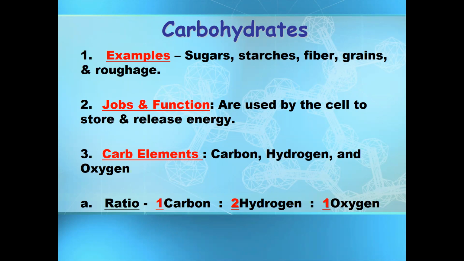Carbohydrates are really easy to identify because their three elements, carbon, hydrogen, and oxygen, are found in this amazing 1 to 2 to 1 ratio. So when we start to see some pictures of carbohydrates later, you'll be able to count that for every 1 carbon, there will be 2 hydrogen, and for every 1 oxygen, there will be 2 hydrogen, giving it that again 1 to 2 to 1 ratio.